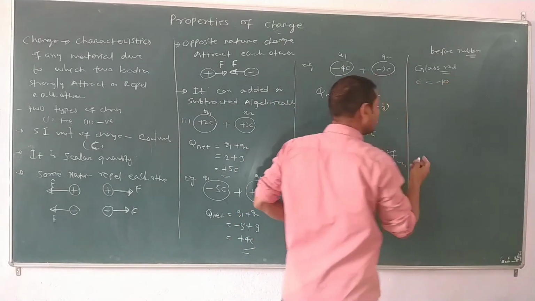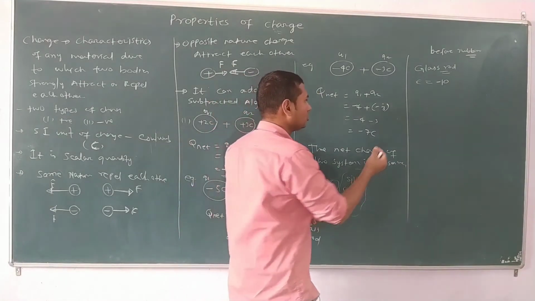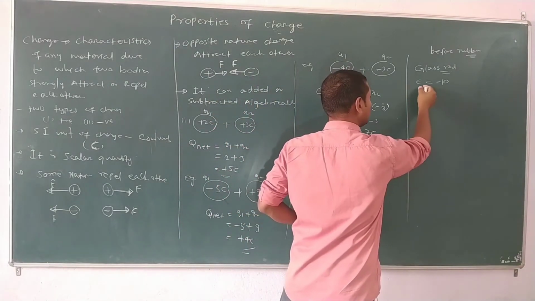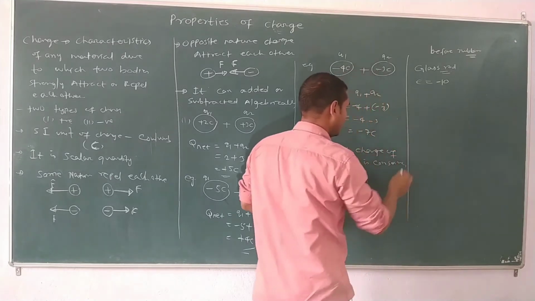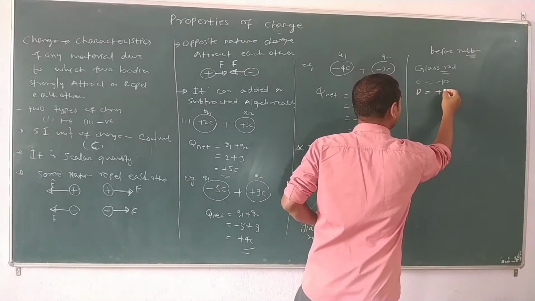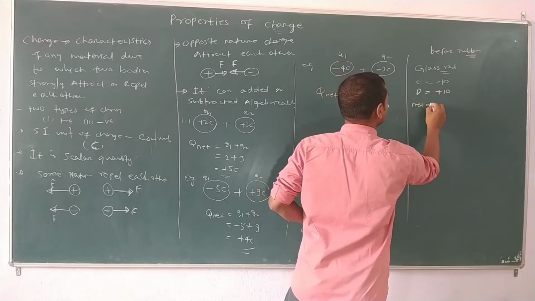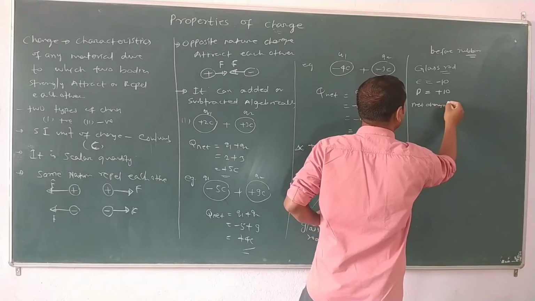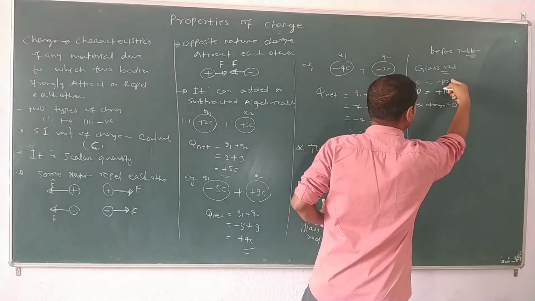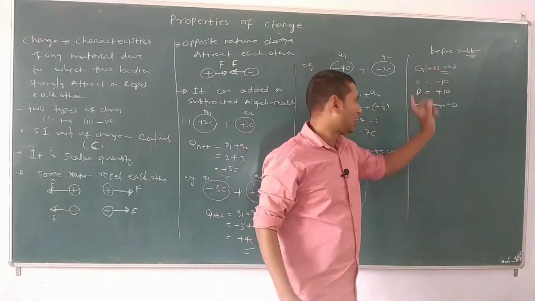Then the electrons have negative charge. So the charge on the glass rod from electrons is minus 10, and the number of protons on the glass rod is also the same number but of positive nature. So the net charge of the glass rod will become 0, plus 10 and minus 10 becomes 0. This is before rubbing.